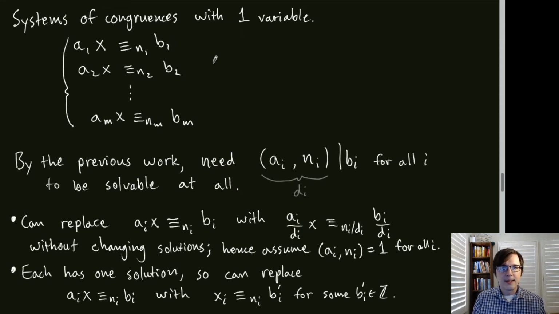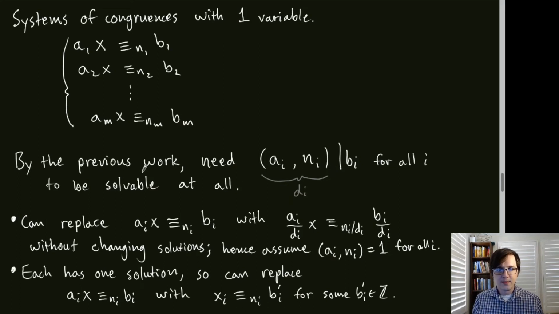Okay, so let's simplify our problem. We already did a bunch of work for dealing with these linear recurrences and how to solve them. One thing is for sure: for this to be solvable at all, we need the GCD of each coefficient and its modulus to divide its constant. If that's not true for any of them, then the whole thing is just not solvable.